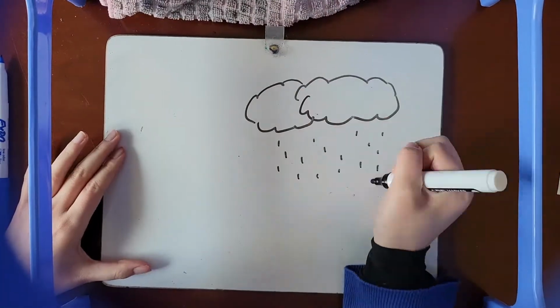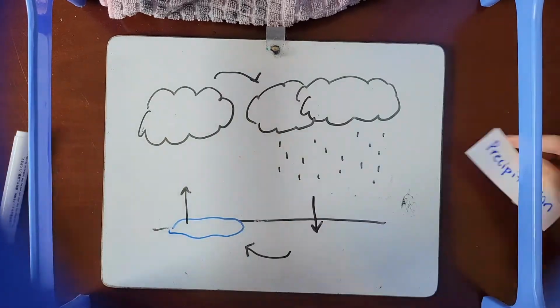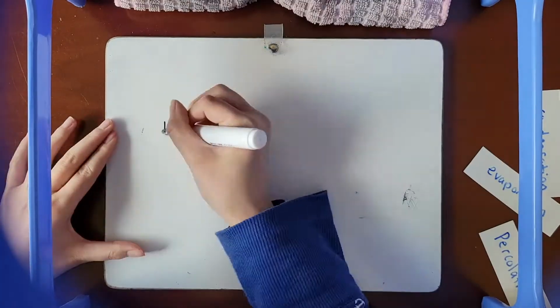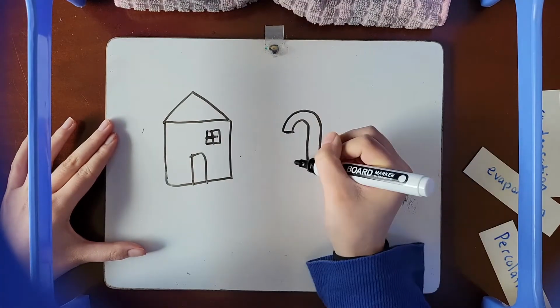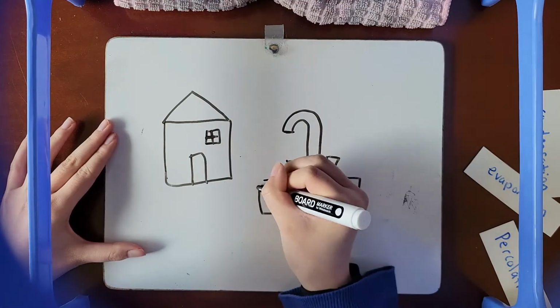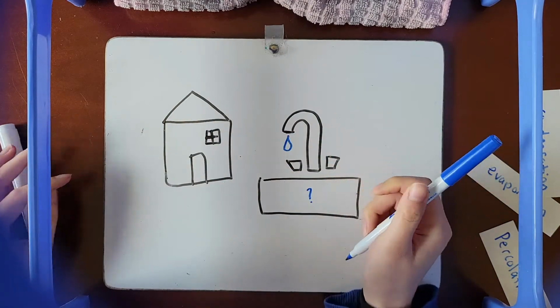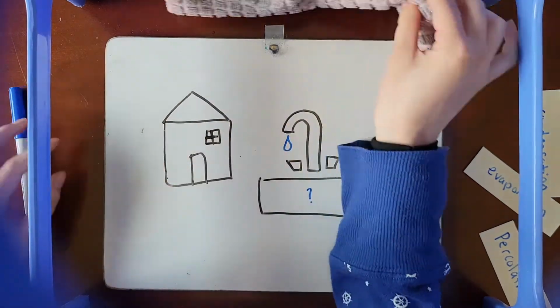So in the environment, water is able to get recycled through precipitation, percolation, evaporation, and condensation. But what about water in the city? What happens to the water that goes down the kitchen sink? There's no massive lake in the city for water to get evaporated back into clouds. That would be really nasty. But there is a way that water gets recycled.